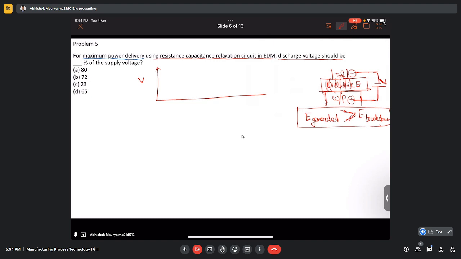can we connect them directly for electrode discharge machining? Will it work? Will it generate arc, or will it generate spark if we directly connect it? Please, can you respond in the chat box? If you take a battery which has sufficient capability to break down the dielectric, and we connect it directly to the workpiece and the tool, what do you think? Whether arc will generate or spark will generate? Is it clear what I am asking?